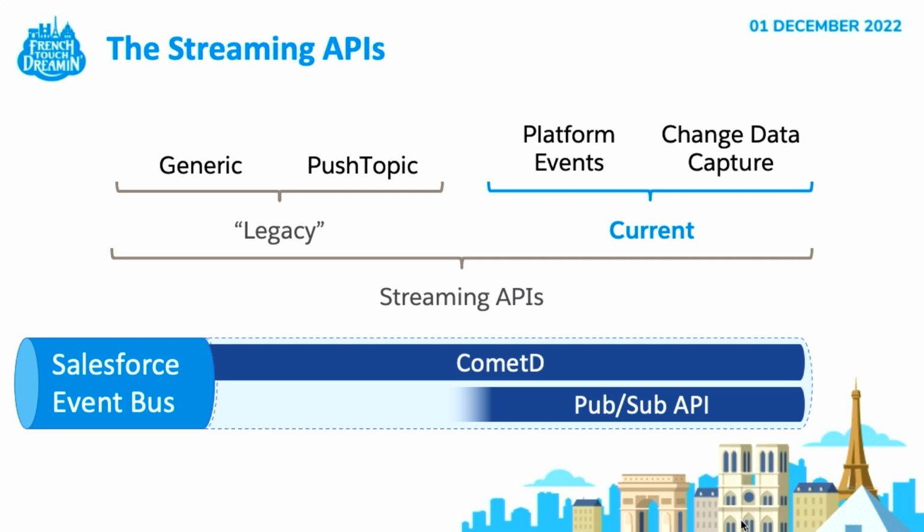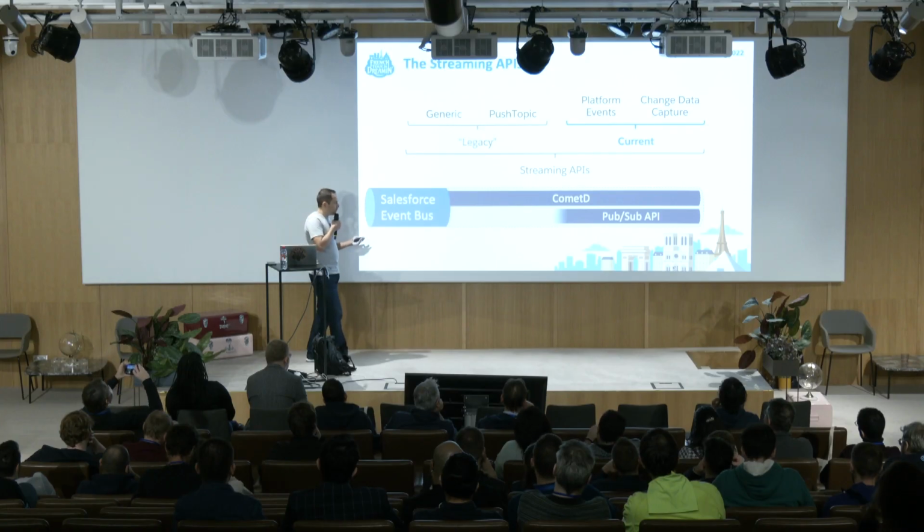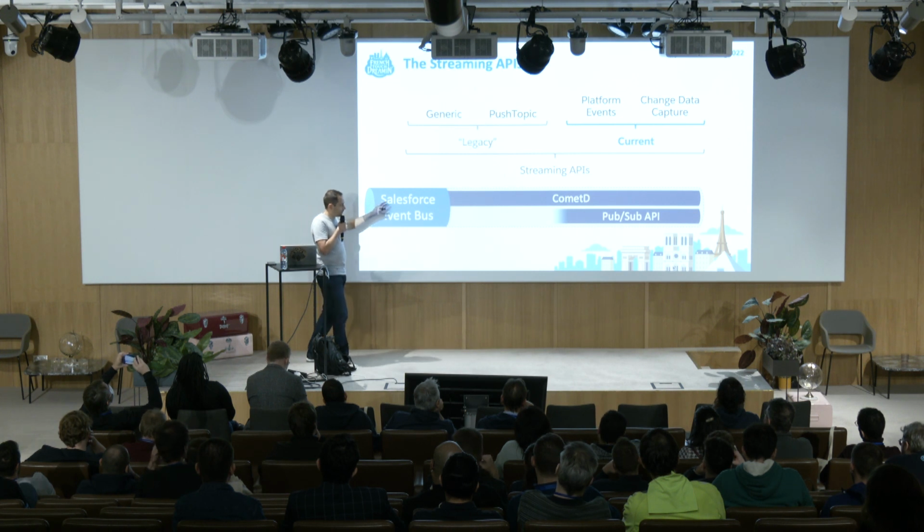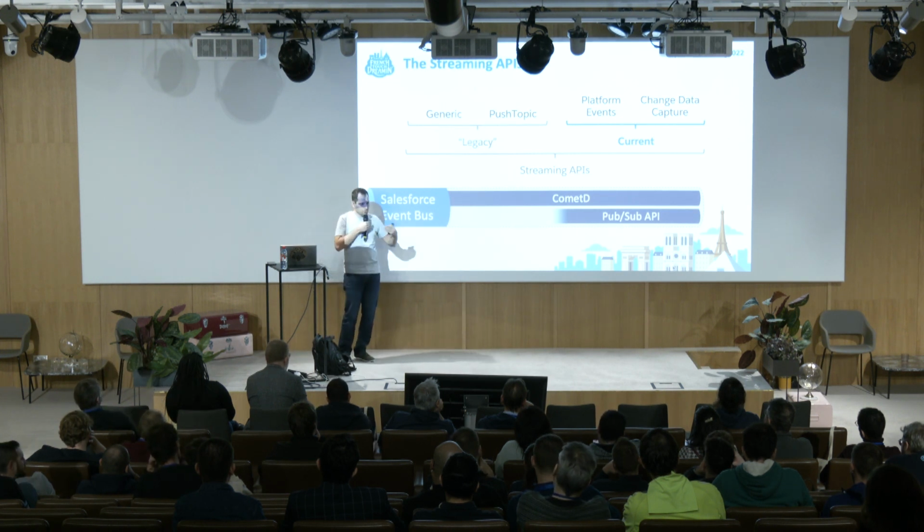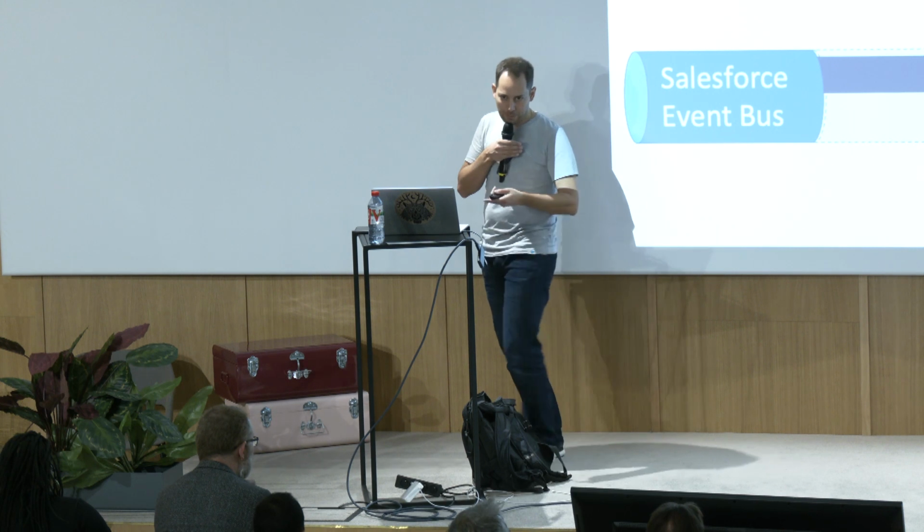So when you talk about PubSub API, it's only going to be a matter of platform events and change data capture. It will not support the legacy streaming APIs. And so this is the technology basically that helps you to publish and subscribe when you're on the event bus. The event bus is the same, but there are different protocols. It speaks different languages to the subscribers and publishers.